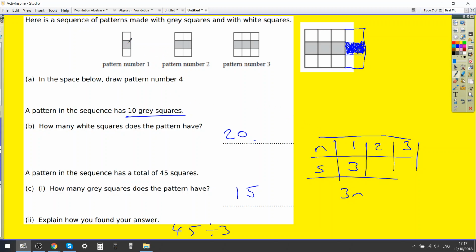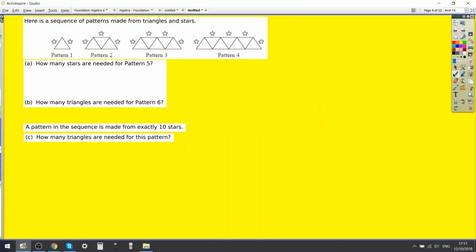I noticed that the number of greys is the same as the pattern number. So like first one, second, third, fourth, and it's like grey is 1, 2, 3, 4. Eventually what you'll have to do is make a table, and it'll have n, it'll have grey, and it'll have white. And then you have to compare and contrast like n with grey, n with white, grey with white, and then maybe something like a fourth thing, which would be total squares. But anyway, we'll get there.